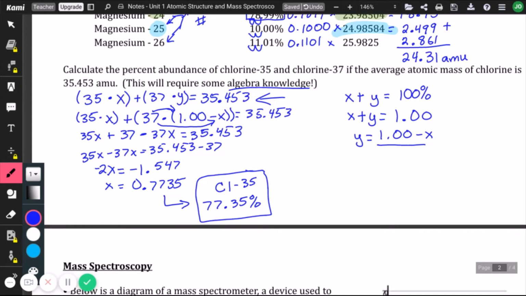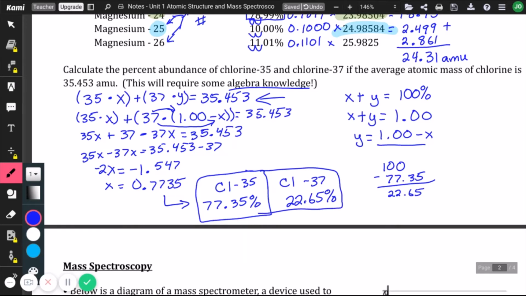Okay, well, I also need to find out about chlorine 37. Well, how would I do that? Well, I know x plus y equaled 100. So my percentage of chlorine 35 plus my percentage of chlorine 37 is going to equal 100. So I can do 100 minus 77.35, and I'm going to get 22.65. So my percentage of chlorine 37 is 22.65%. So those would be my two percentages. Okay?